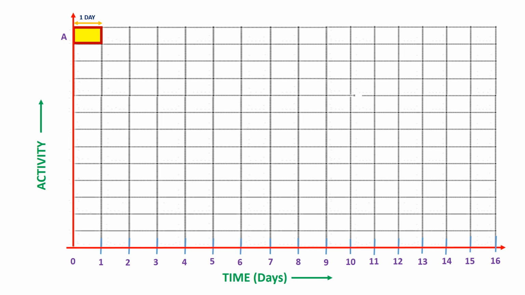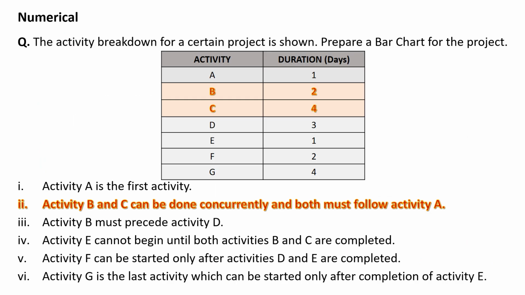Now let's look into the second relation. The second relation is activity B and C can be done concurrently and both must follow activity A. The durations for activity B and activity C are: from the table we can see activity B takes 2 days and activity C takes 4 days to complete. And now from the relation they have given, activity B and C can be done concurrently.